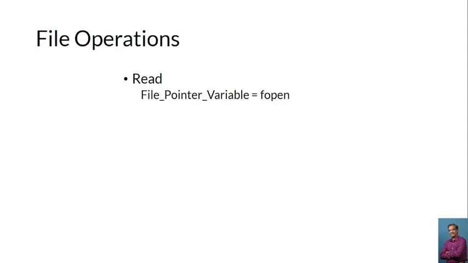To connect our file with this variable, we use fopen. Then we mention the file name from which we want to read the data, and then we mention R to indicate the file mode. R we use for read mode, W we use for write mode, and A we use for append mode.